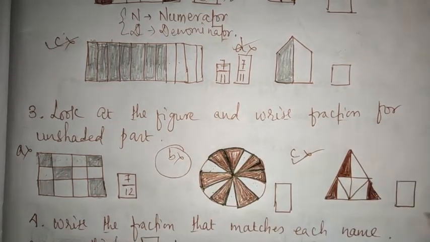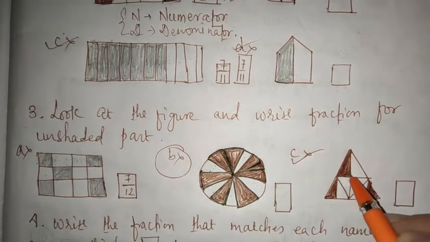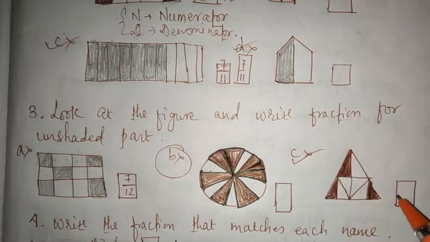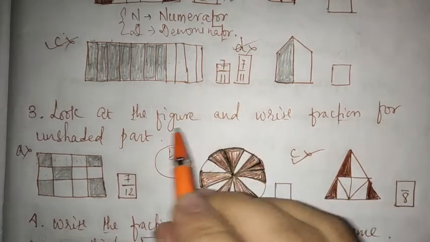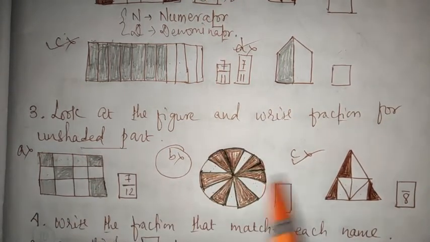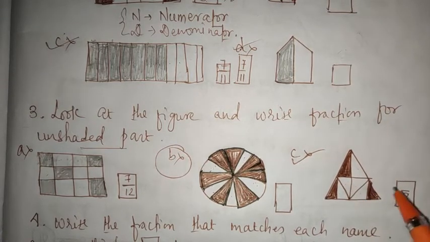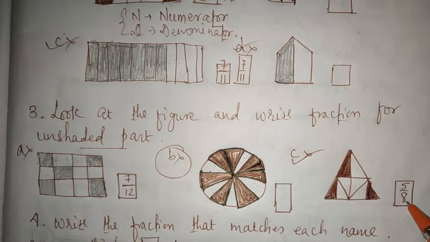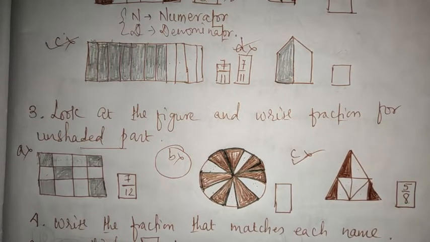Number C, first of all the work is to count how many rectangular patterns are there. 1 2 3 4 5 6 7 8. So out of these 8, how many of them are unshaded? 1 2 3 4 5. So it is 5 by 8. So how do you pronounce a fraction? You'll say 5 by 8, or in the next question you'll learn how to pronounce a fraction.